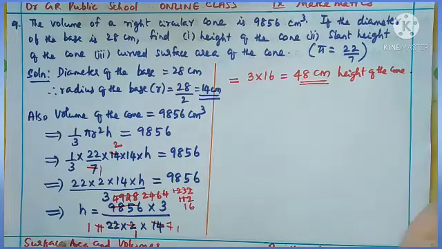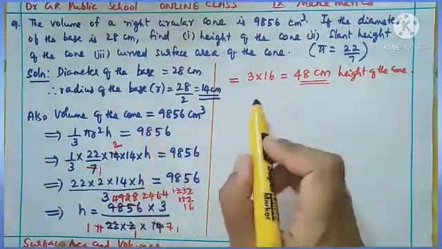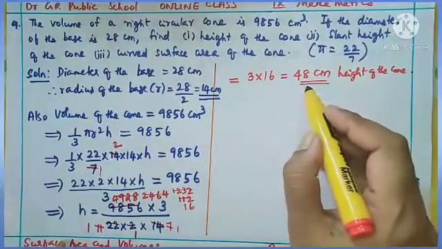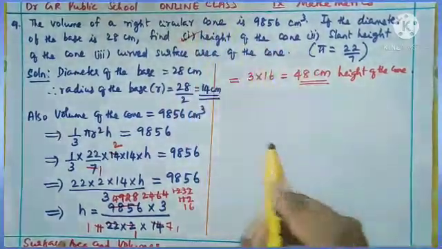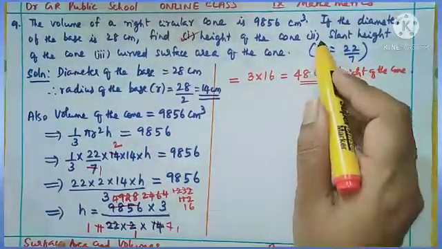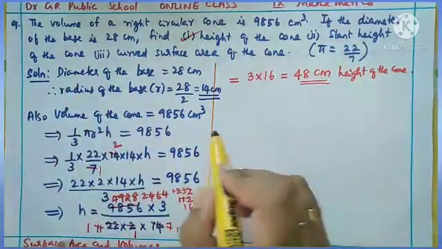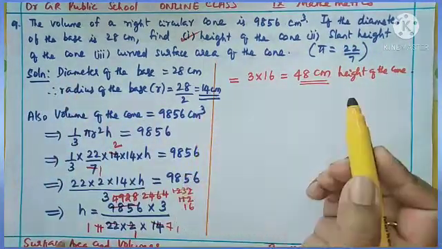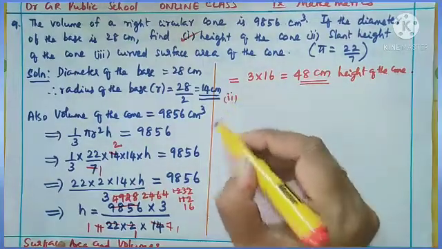So 48 centimeters is the height of the cone. Okay, so from the volume of the cone, we got h is equal to 48 centimeters. So our first subdivision answer is over. Now we are going to the second question, that is the slant height of the cone. So when you know the radius and height of the cone, we can find the slant height easily, correct?